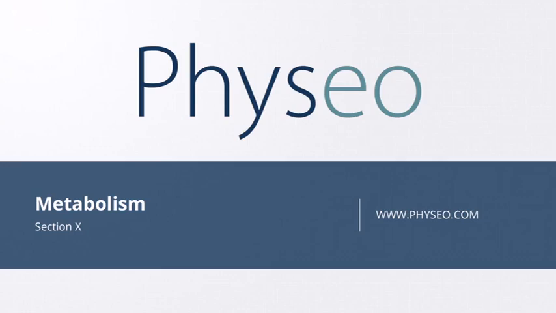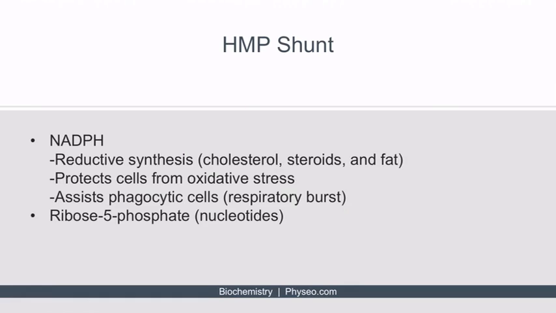Welcome to section 10 of metabolism. In this section, we'll be discussing the hexose monophosphate shunt, also known as the HMP shunt. This is also sometimes referred to as the pentose phosphate pathway. Let's get started. The HMP shunt has two key functions.